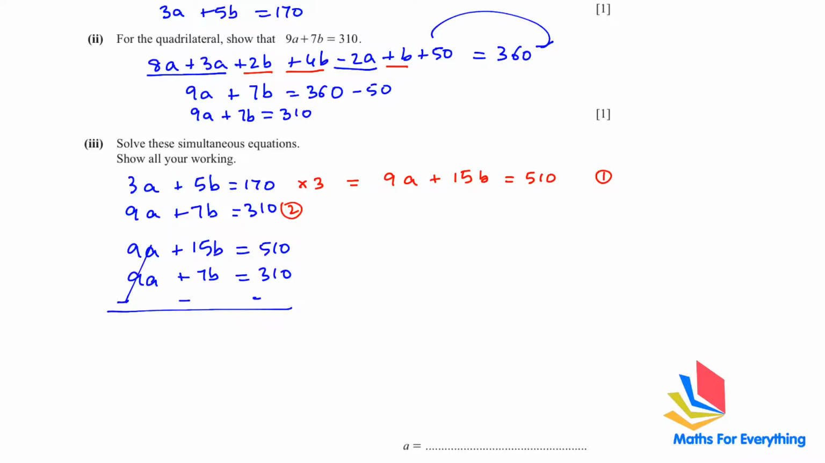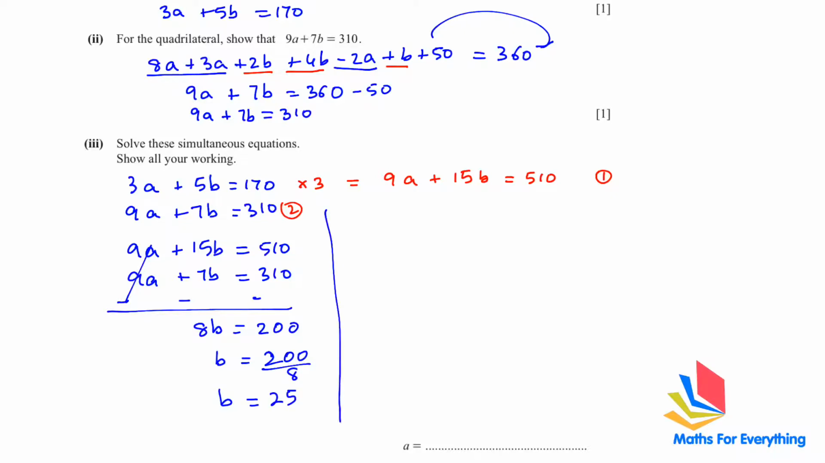15 minus 7 will give you 8b, and this will give us 200. So the 8 we bring to the other side, it will be a divide. B is equal to 25.